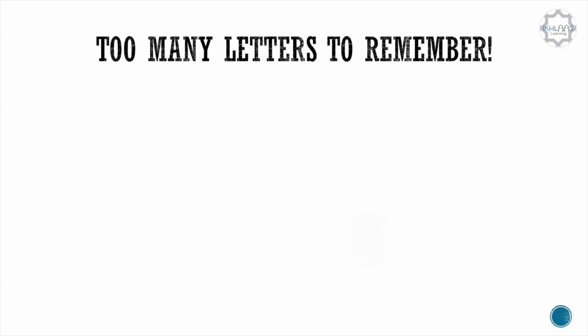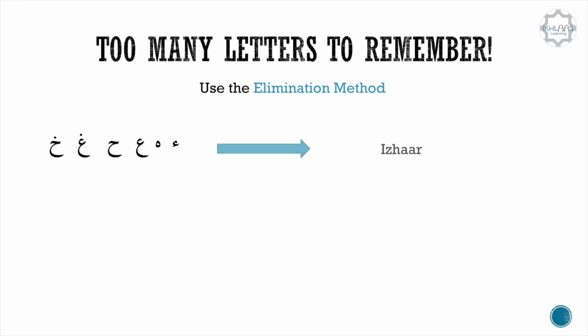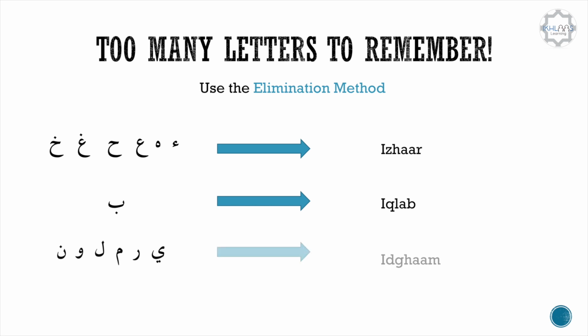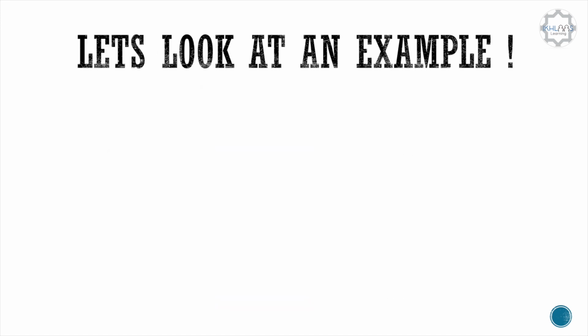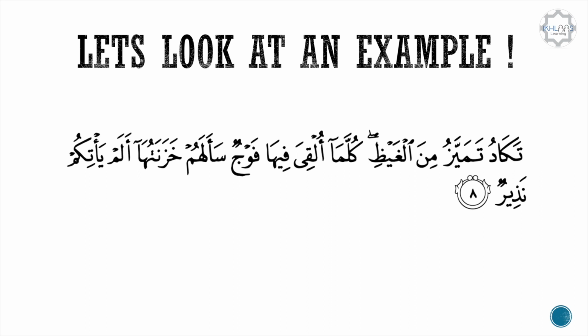Now there may be too many letters to remember, so we use the elimination method. Hamza Ha, Ain Ha, Ghain Kha belong to the rule of Idhar. The letter Ba belongs to the rule of Iqlab. Yarmaloon, Ya, Ra, Meem, Lam, Waw, Noon belong to the rule of Idgham. So the rest of the letters belong to the rule of Ikhfa. So let's look at an example together.